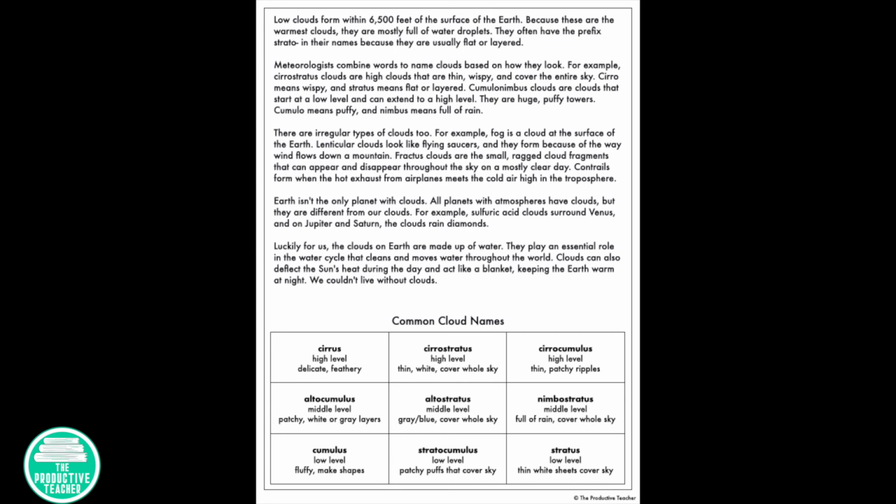Earth isn't the only planet with clouds. All planets with atmospheres have clouds, but they are different from our clouds. For example, sulfuric acid clouds surround Venus, and on Jupiter and Saturn, the clouds rain diamonds. Luckily for us, the clouds on Earth are made up of water.